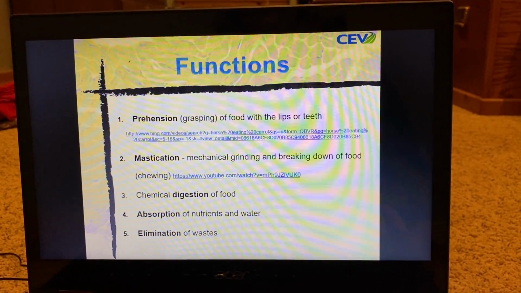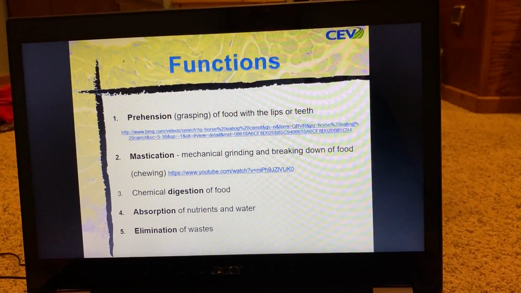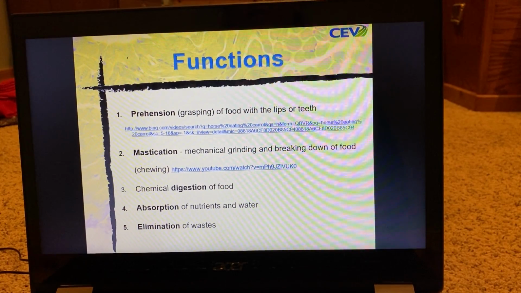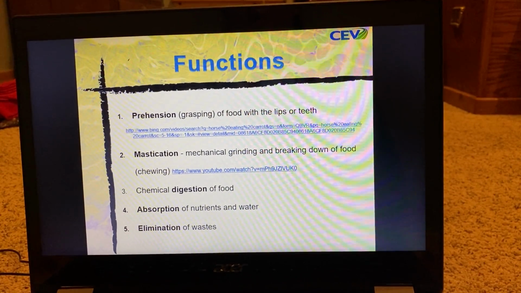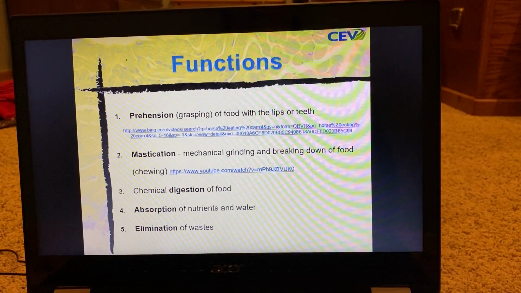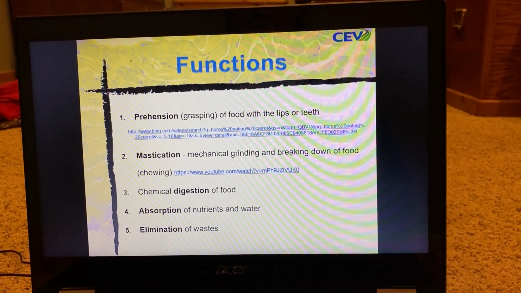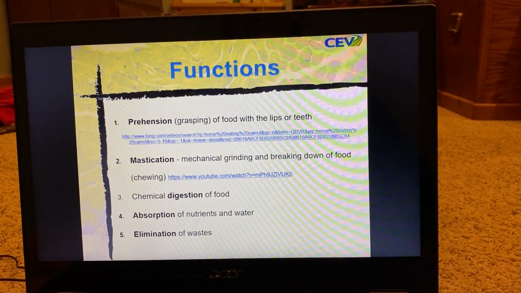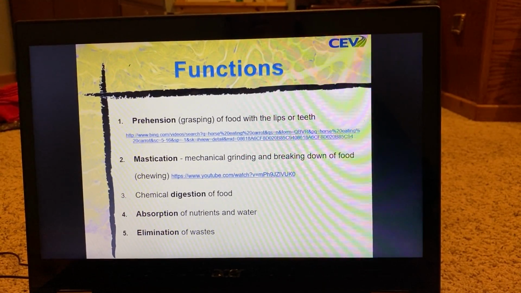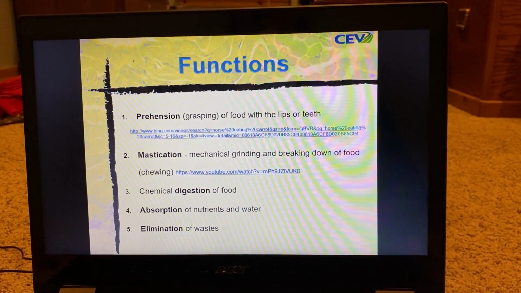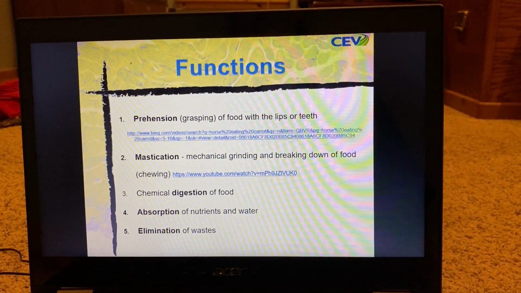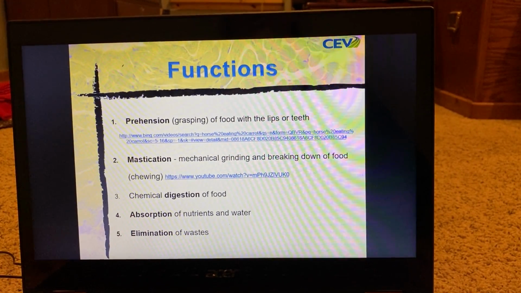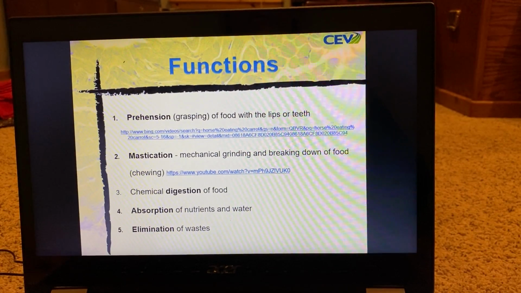So we actually have just 5 functions of the digestive system as a whole. And these are kind of like steps, so this is in order. The first step is called prehension. If you've ever heard of a prehensile tail, those are those monkeys that can hang from their tail. Really awesome. I wish we could do that if we had a tail. Anyways, it just means to grip. So their tails are able to grip. In this case, prehension means we can grip our food.